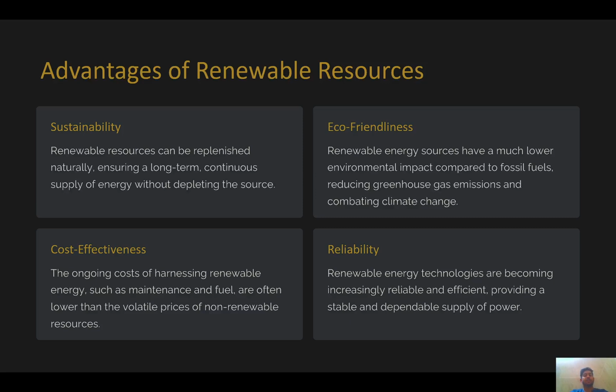Cost effectiveness. The ongoing costs of harnessing renewable energy, such as maintenance and fuel, are often lower than the volatile price of non-renewable resources. Reliability. Renewable energy technologies are becoming increasingly reliable and efficient, providing a stable and dependable supply of power.